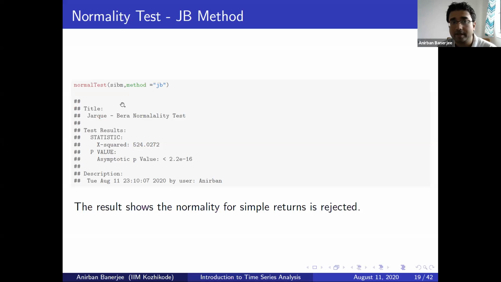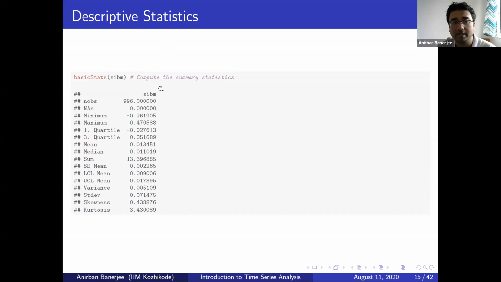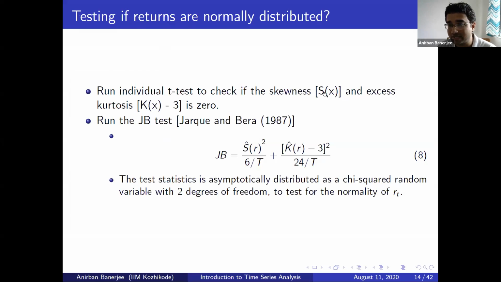Here, this is the Jarque-Bera method. So first we tested if skewness was statistically different from 0 using a t-test. Just to show you, we don't use that much in practice. We definitely use the Jarque-Bera test more in practice.